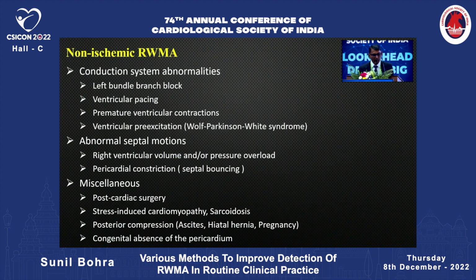Having said that, we should also be aware of the non-ischemic causes of wall motion abnormality, be it conduction system abnormalities like left bundle branch block or ventricular pacing or premature ventricular contractions, or abnormal septal motion due to RV volume overload or pericardial constriction. The other causes like post-cardiac surgery or posterior compression also need to be kept in mind.